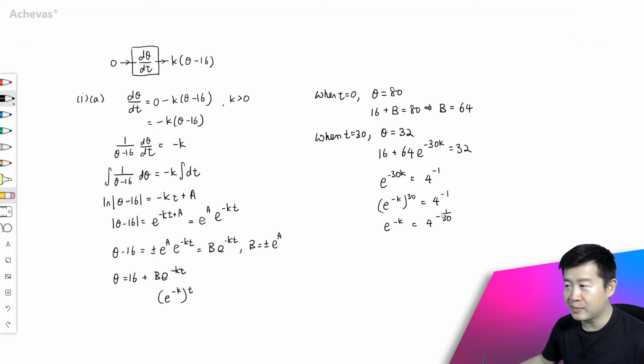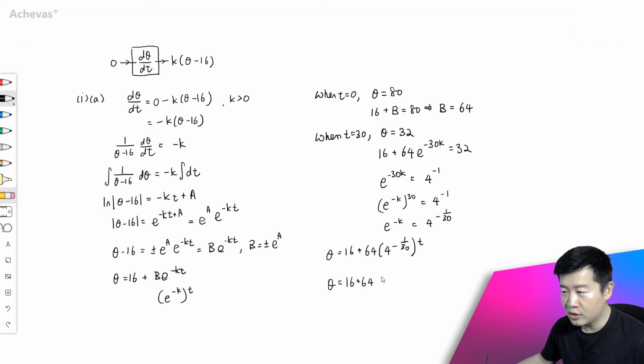So now if I were to sub this and this back into here, we have theta equal to 16 plus b, which is 64, e to the power of minus k, which is 4 to the power of minus 1 over 30, then this to the power of t. So theta is going to be 16 plus 64 times 4 to the power of minus t over 30.